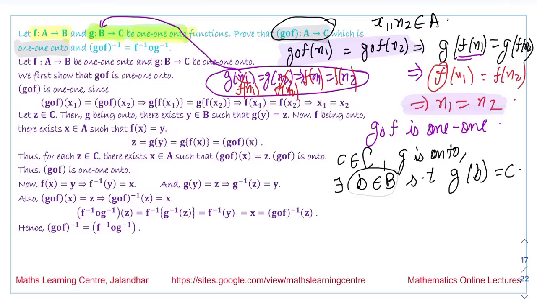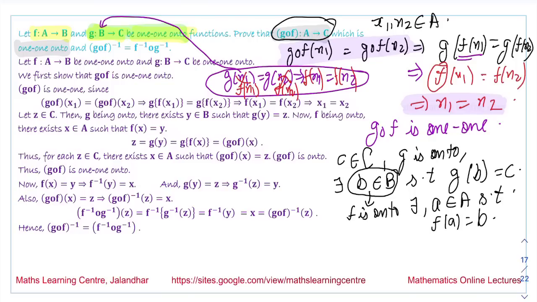Now this element b belongs to B. So if b belongs to B and it is given that f is onto, it means there exists an element a belonging to A such that f(a) is equal to b. So if we substitute this value over here, we get that g(f(a)) is equal to c. This gives us gof(a) is equal to c. So we are saying that for every c belonging to C, there exists an element a in A such that gof(a) is equal to c.